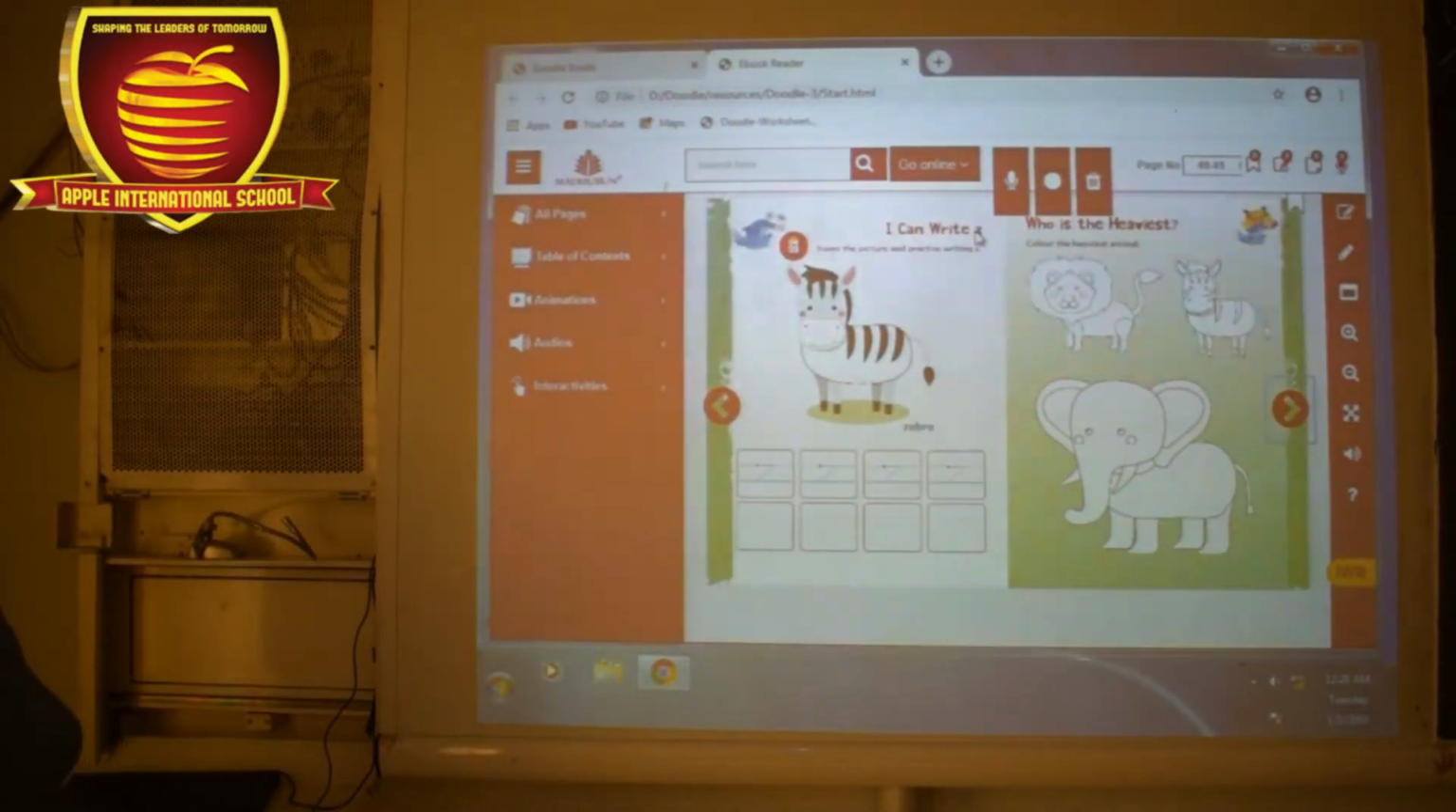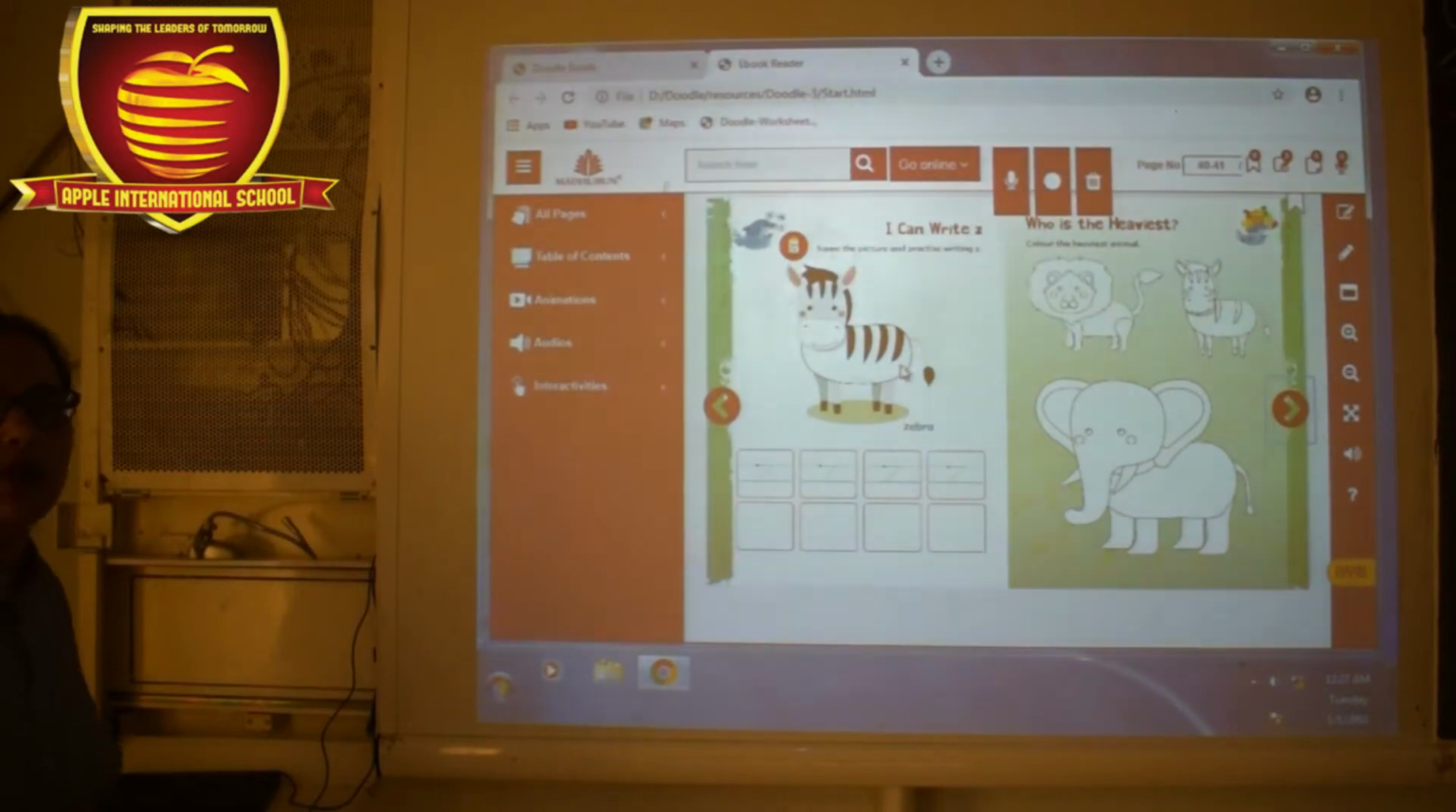Students, I can write Z. Z for zebra, Z for zoo. Z-E-B-R-A, zebra. Trace letter Z and then write.